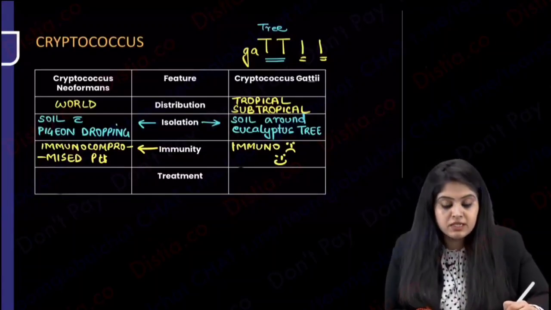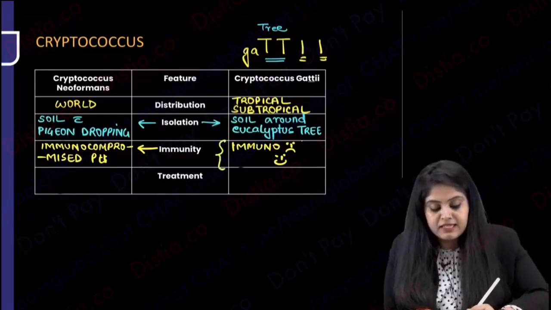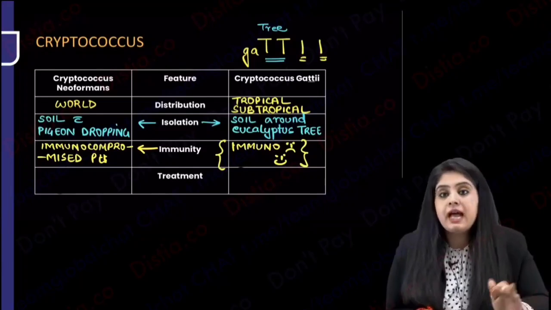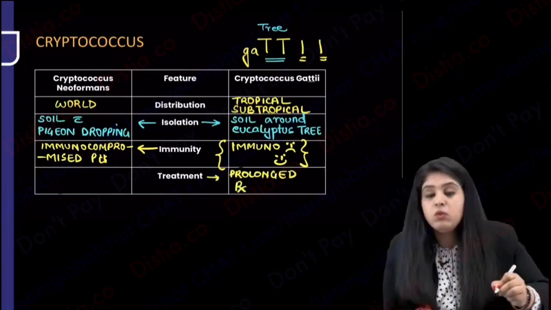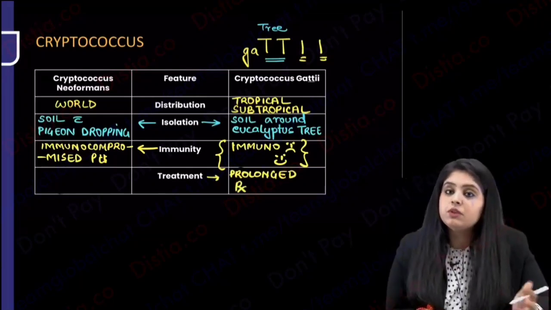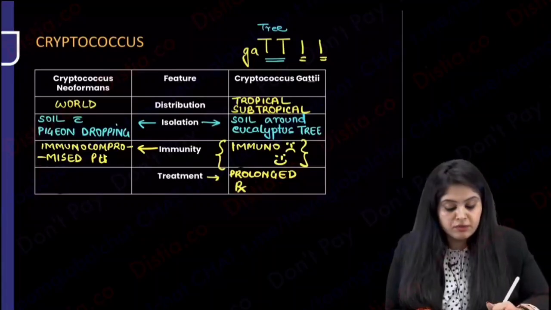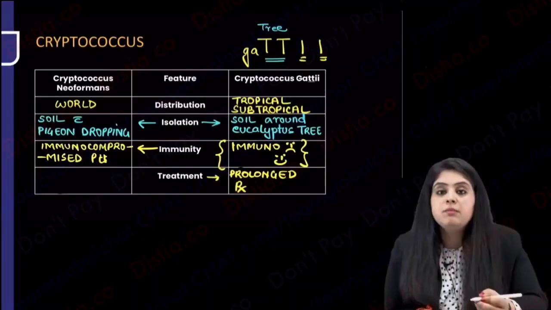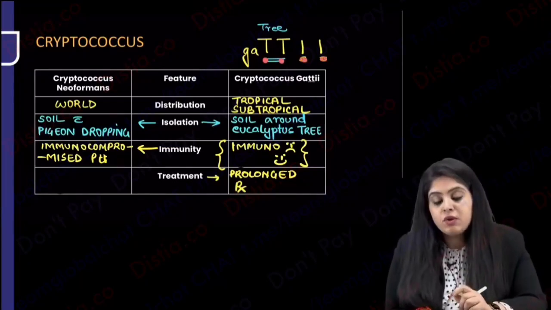Talking about the treatment, which of them is easier to treat? Because gattii happens in immunocompetent as well as compromised patients, this is the one that is going to have a more prolonged treatment, because it seems to be doing more harm, as it can happen even in people with normal immunity. So that is the one that requires a prolonged treatment. My simple way of learning gattii was the mnemonic GATTI. GATTI is telling me T and T, tropical and subtropical, I and I, immunocompetent and immunocompromised.